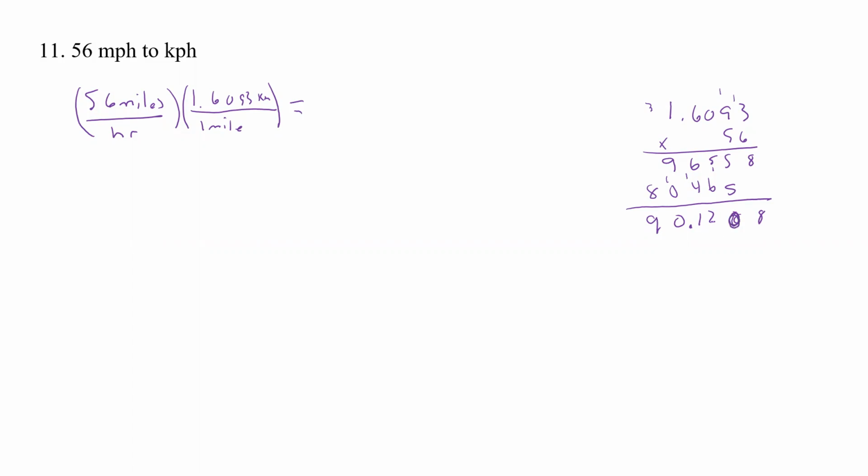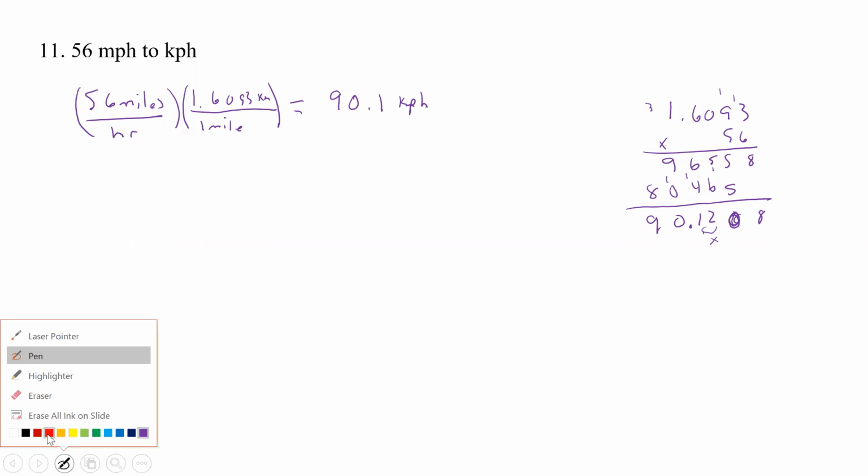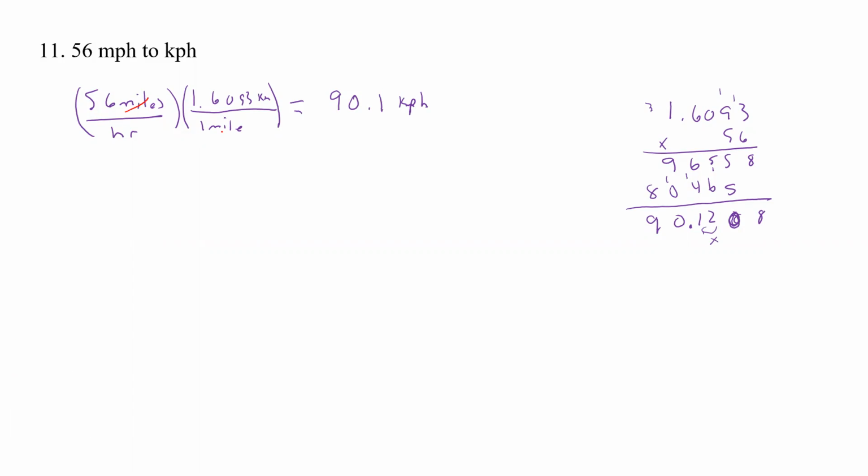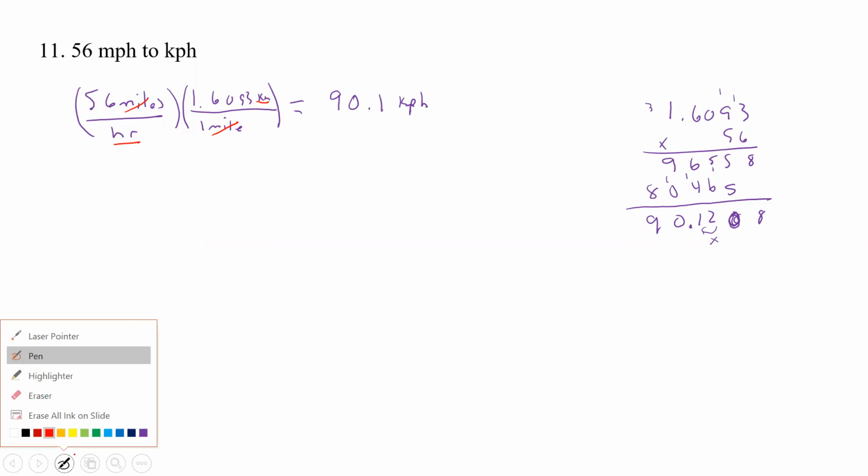And so if we do to the nearest tenth, that does not round up. So that's going to give us roughly 90.1 kilometers per hour, because our miles canceled. And now we're left with kilometers per hour. Okay.